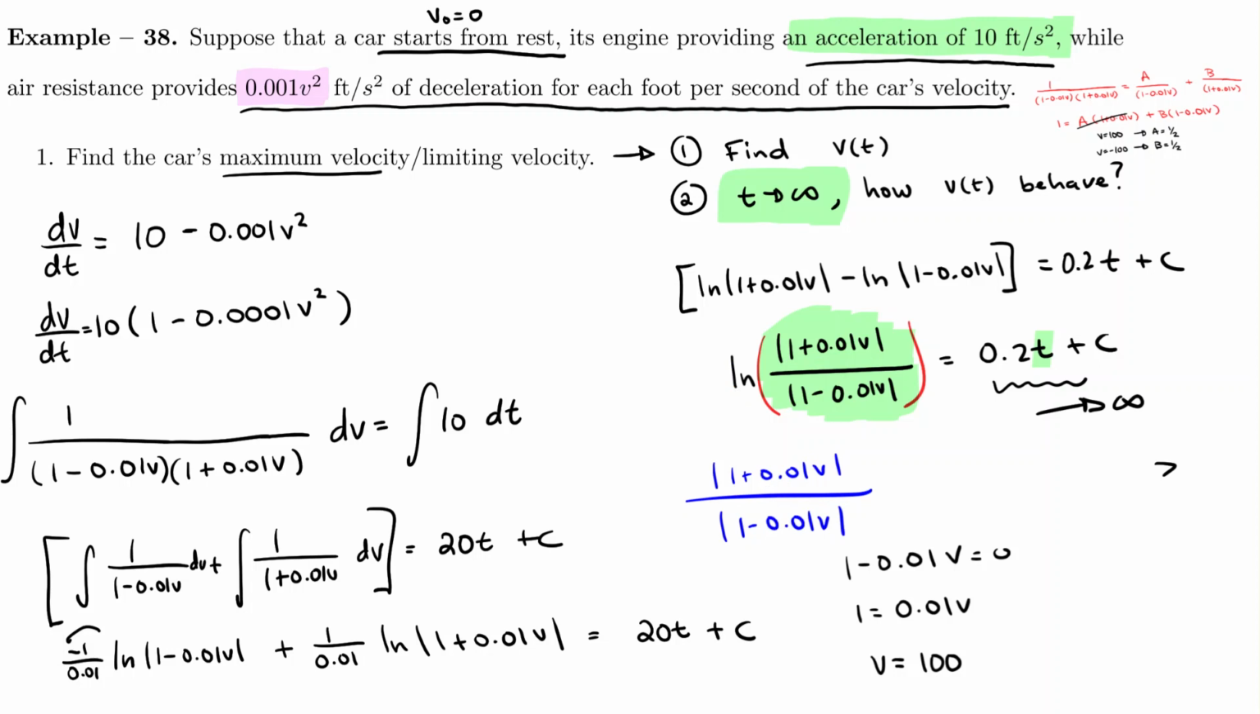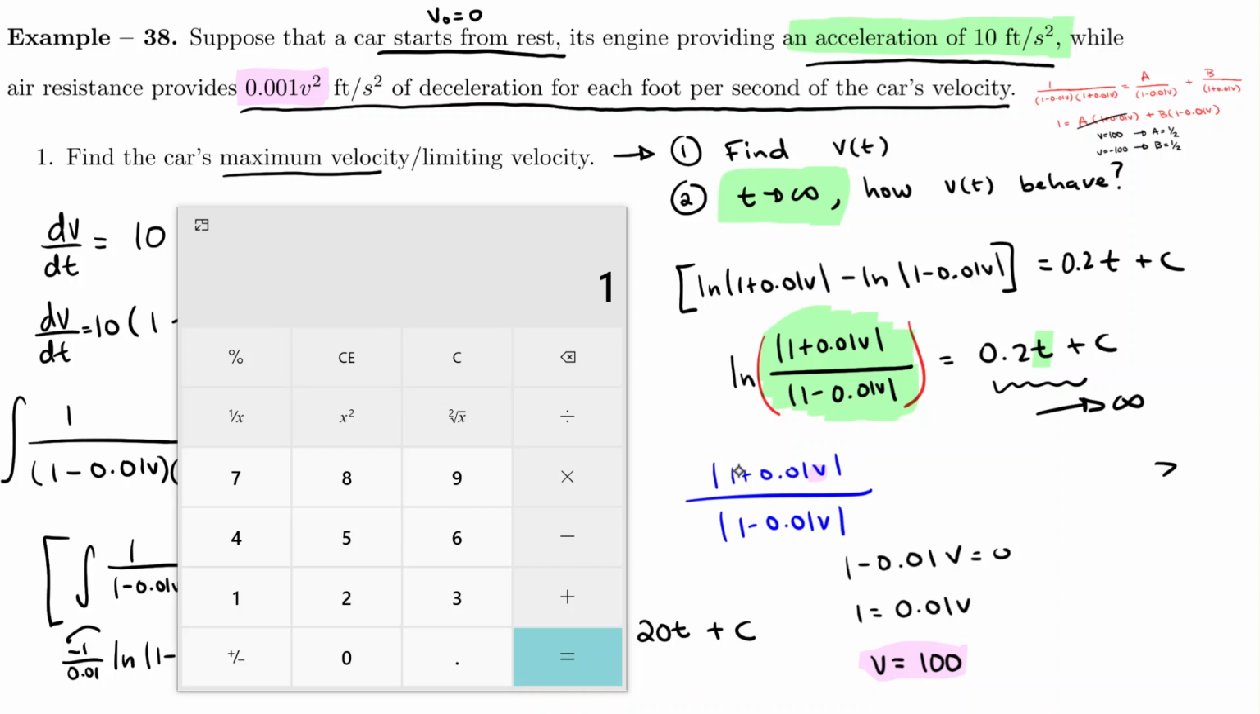So let's verify. If v takes on the value of 100, what's happening to the top? Well, 100 times 0.01 is 1, so we have 1 plus 1. Our top is basically acting like 2, and our bottom is going to infinity. That means this fraction is going to infinity. And then natural log of something going to infinity goes to infinity.